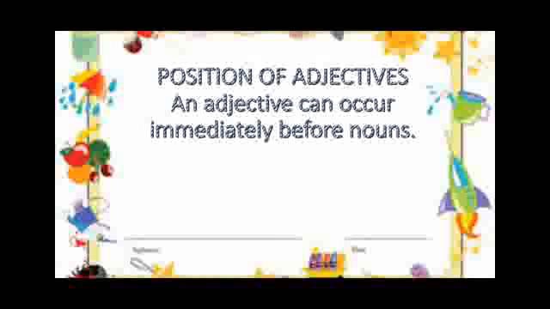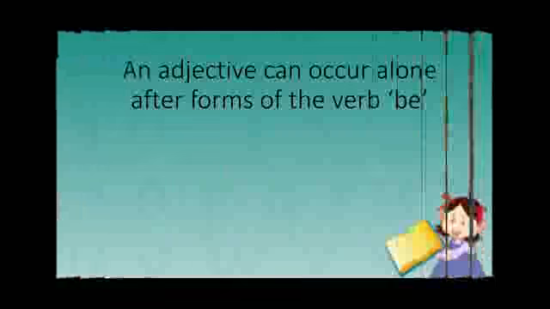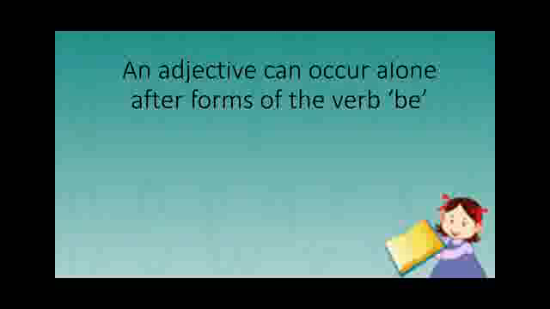Position of adjectives in a given sentence. An adjective can occur immediately before a noun. You can see it in these sentences. A big house, a red flower, an angry lion. An adjective can occur alone after forms of the verb to be.